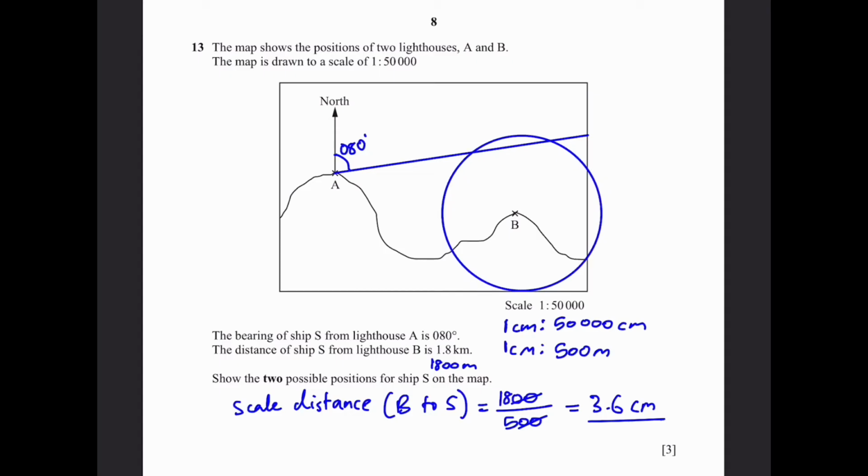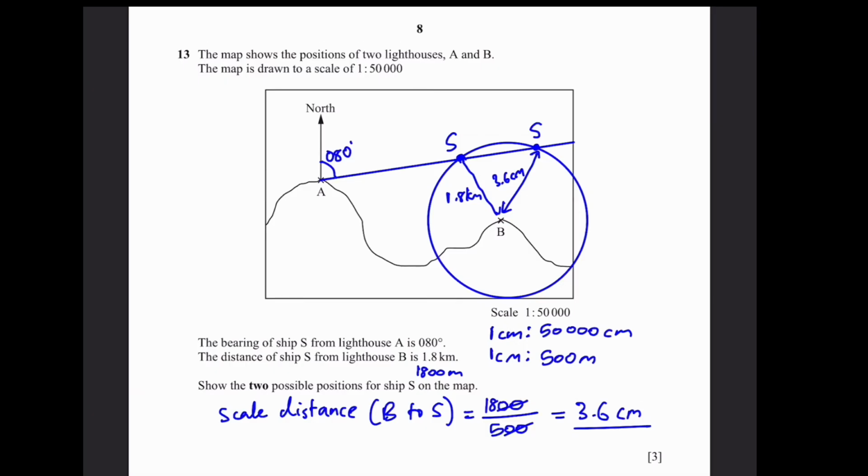We can see that the circle and line intersect at two different points here. And these two points are the possible positions of ship S. Remember that these two distances have to be 3.6 centimeters in the scale drawing and 1.8 kilometers in real life. And also remember, this line should be drawn at 80 degrees bearing from the north line. If we did this correctly, that is the answer.